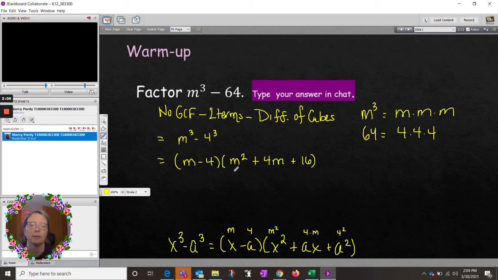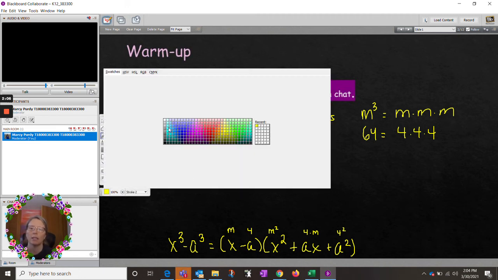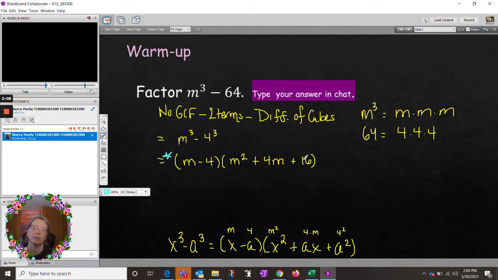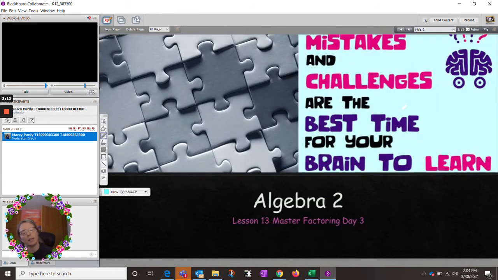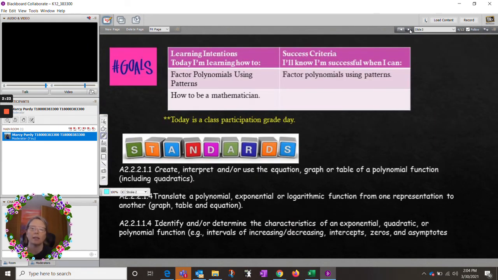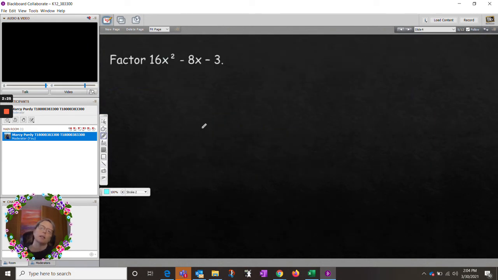Now, we're going to take a look at the next one here. So this is lesson 13, Mastering Factoring, day 3. So we're going to take a look at a few more examples, and then you're going to have some problems to work on. So we are looking at this one, 16x squared minus 8x minus 3.